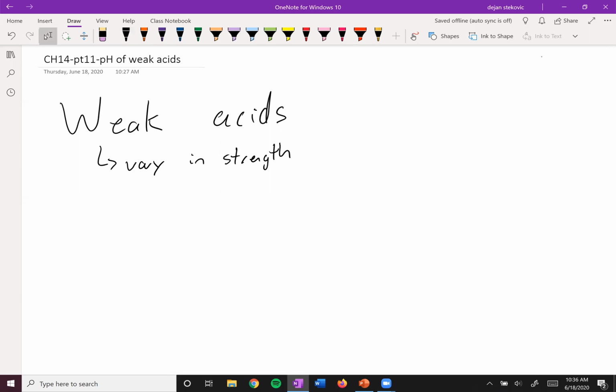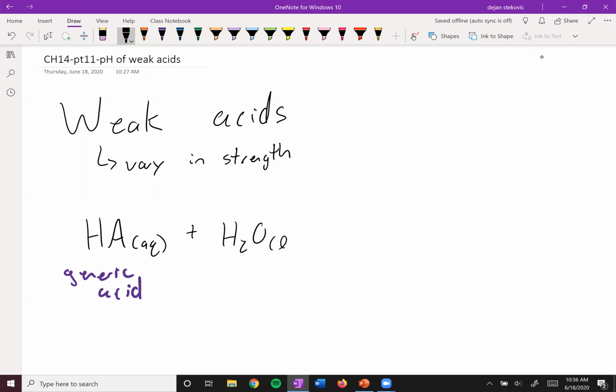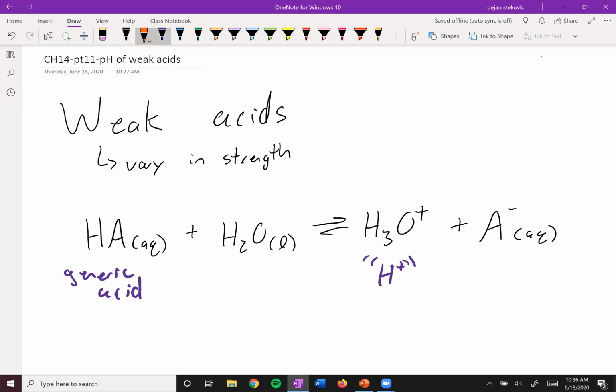So let's take a look at what these would do. So we have HA here. This is just a generic acid, right? Where A is some kind of other component, right? And then the H represents the acidic proton. And then we combine that with some water. That's a liquid. And then the acid is going to donate this H plus to form our H3O plus, which is the same thing as just writing H plus. And then we have A minus, which is then the conjugate base of HA.